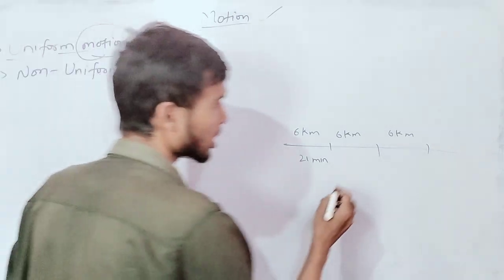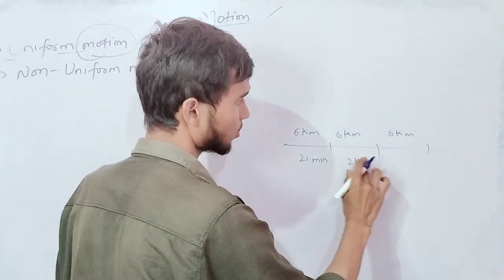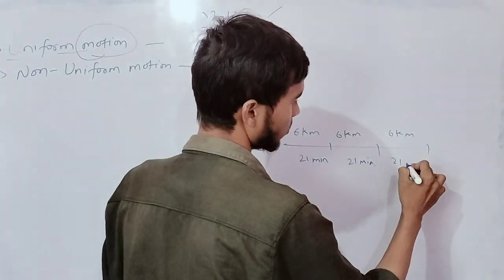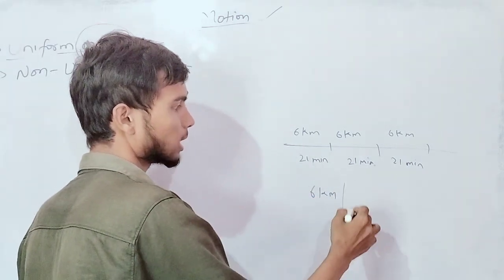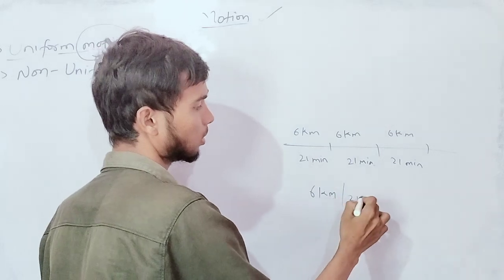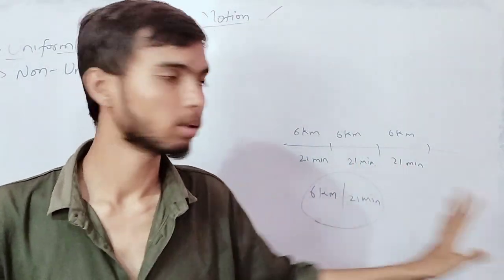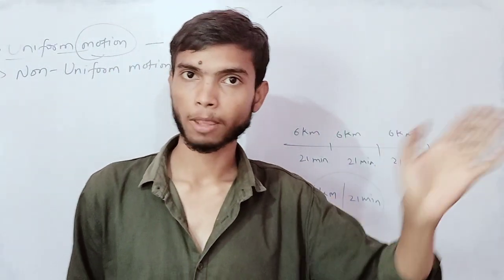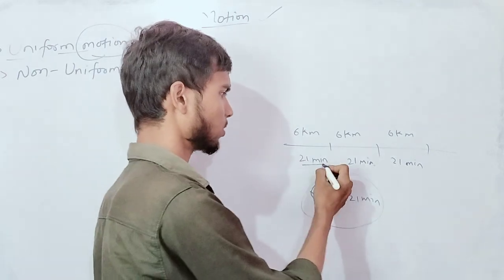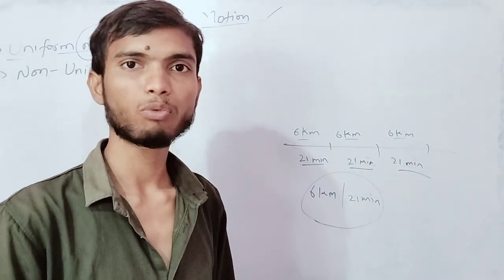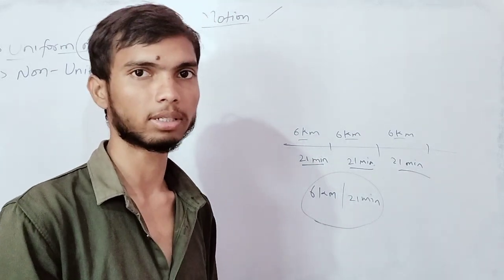Now again, the question is saying that from here again the time is the same. You are covering 6 kilometer in 21 minutes, and per 21 minutes you are covering the same 6. Distance is the same, minutes are the same. You are covering the same distance within the same time.